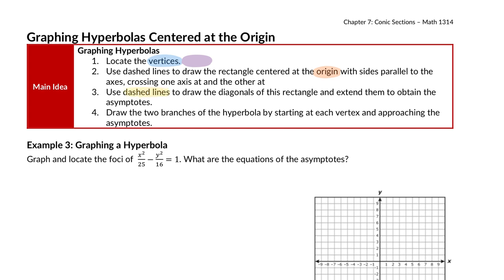You use dashed lines to draw the diagonals of the rectangle and extend them to create these asymptotes. Once we have the vertices and the asymptotes, we will also plot the foci. It doesn't say to in here, but we also want to include our foci in our drawing. So that's the pink point. And then we're going to draw the two branches of the hyperbola by starting at the vertex and approaching the asymptotes. Follow along with me.